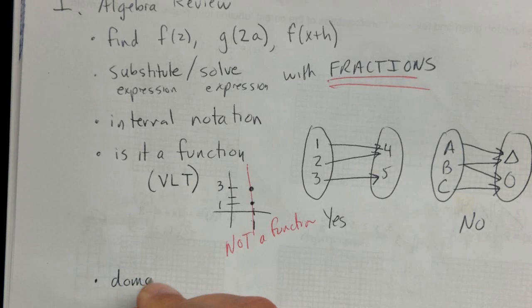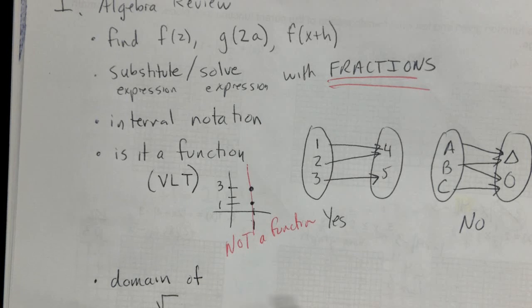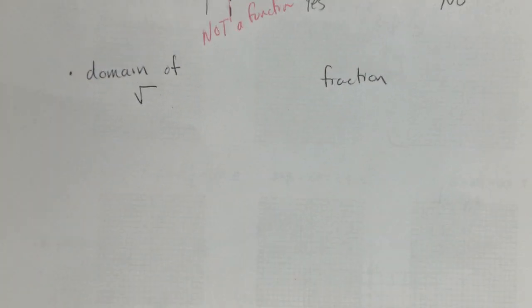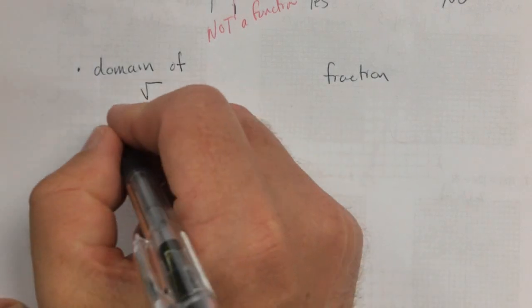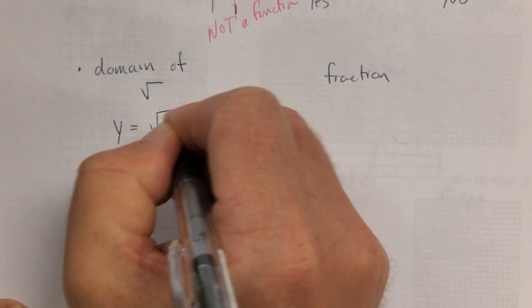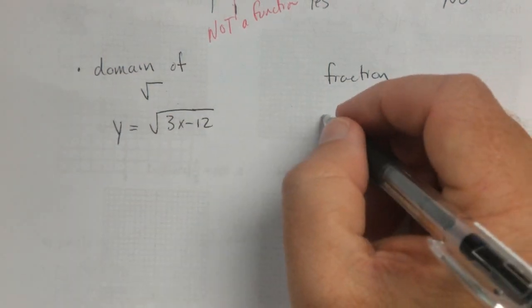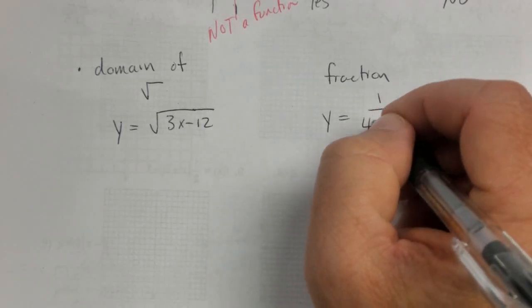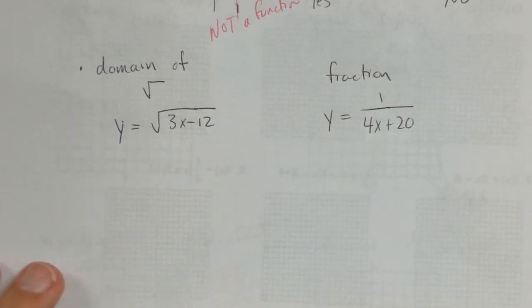Something we didn't work much on, I think it's in the review, domain of a square root or a fraction. So we can see it, I'm also writing it that way so that we can do an example of each underneath there. So let's say we have the square root of 3x minus 12 and y equals 1 over 4x plus 20. And let's find the domain of those.